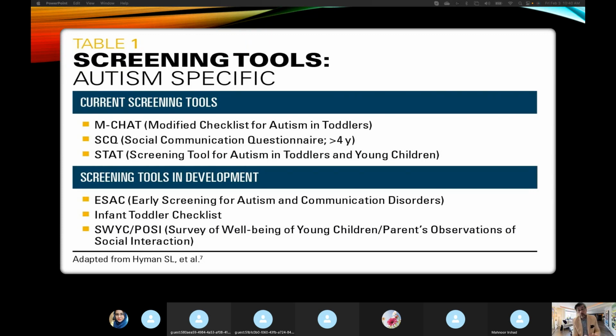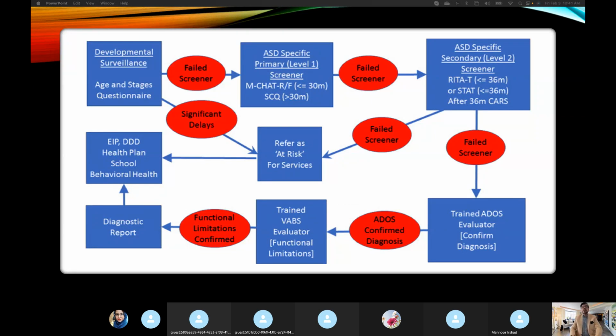Then screening tools for the development could be ESAC, Early Screening for Autism and Communication Disorders, Infant Toddler Checklist, SWYC or POSI, Survey of Well-being of Young Children, Parents' Observation of Social Interactions. Now, most of these scales are just to identify the important significant features in that child. They are not diagnostic tools. They are just the screening tools.